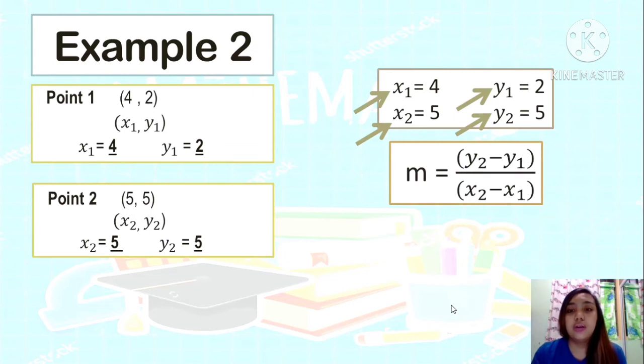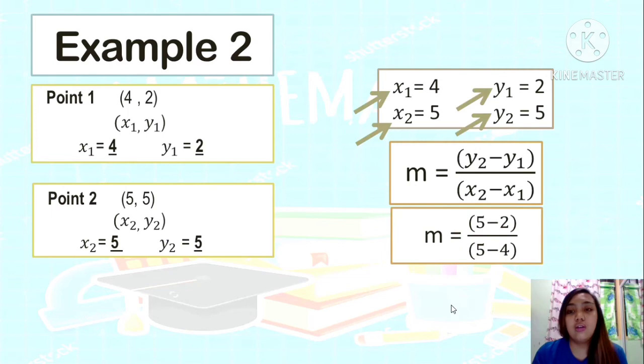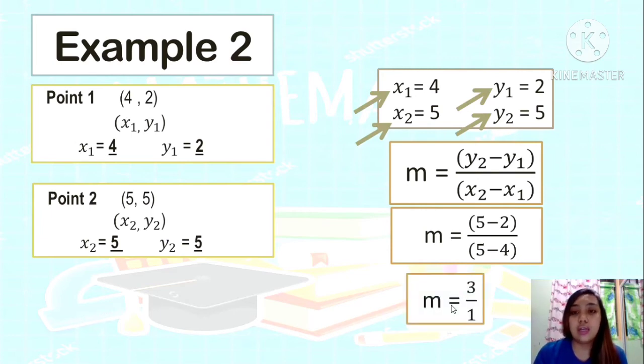Okay. So, again, the formula is slope equals y2 minus y1 over x2 minus x1. What is our y2? 5. What is y1? 2. Take note, we get the difference here, we subtract. And then, what is x2? 5. And then, what is x1? We have 4. So, 5 minus 2 is 3, and 5 minus 4 is 1. What is 3 divided by 1? It is 3. So, therefore, the slope of the 2 points is 3.